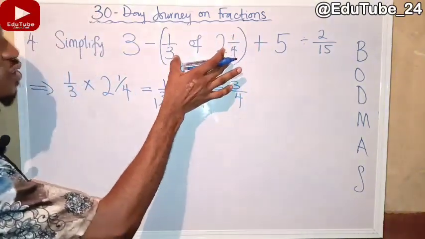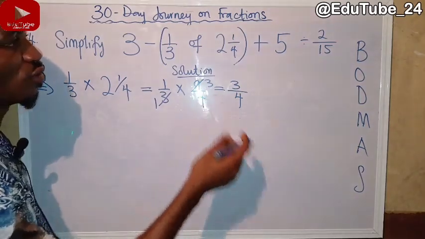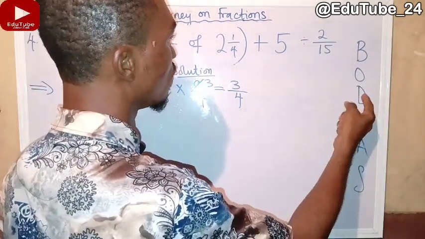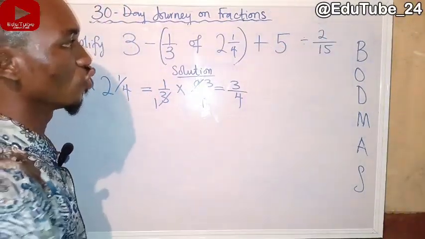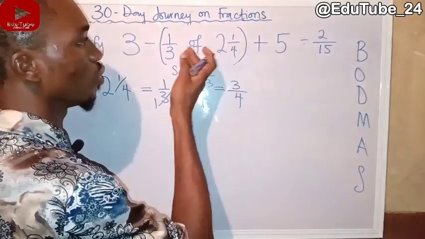Now we've gotten the answer for the operations, or for the fractions in the bracket. So let's move on to the next phase of the order of operation. The next one is division, which means that we have to solve this part of division before we then move on. So this part, which is division, comes before multiplication. We don't have multiplication here.